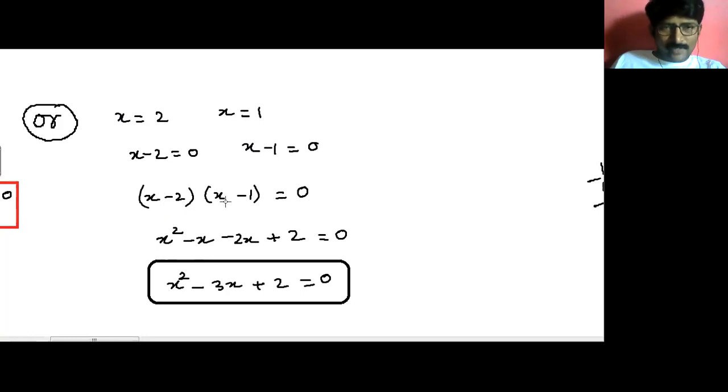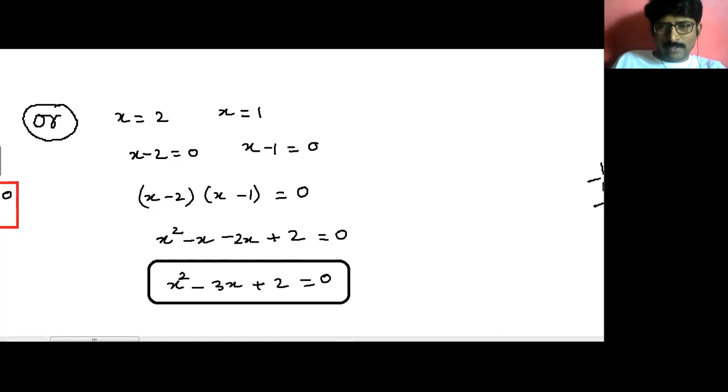And then if (x minus 2) into (x minus 1) is equal to 0, that means x square, and now we'll have to just multiply this binomial with binomial. So x square minus x, minus 2x and plus 2 is equal to 0. So x square minus 3x plus 2 is equal to 0.